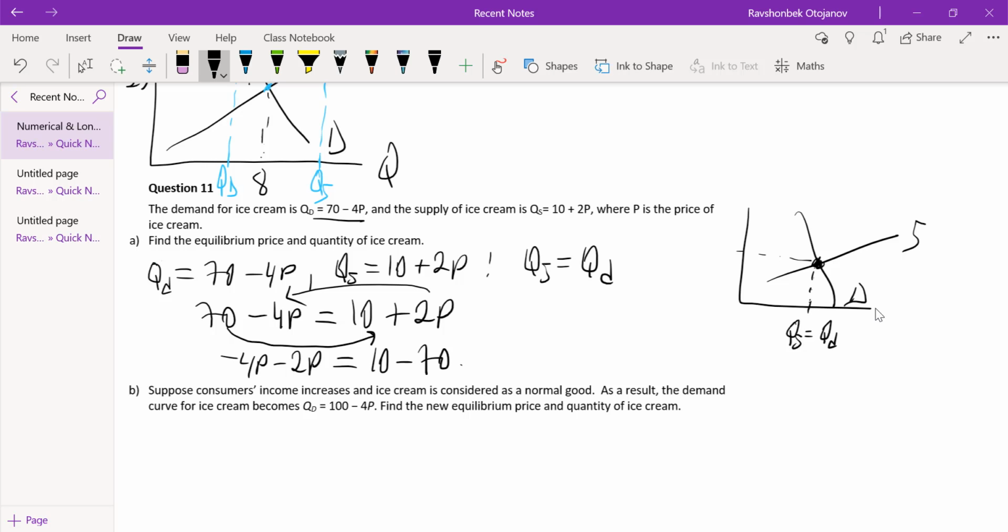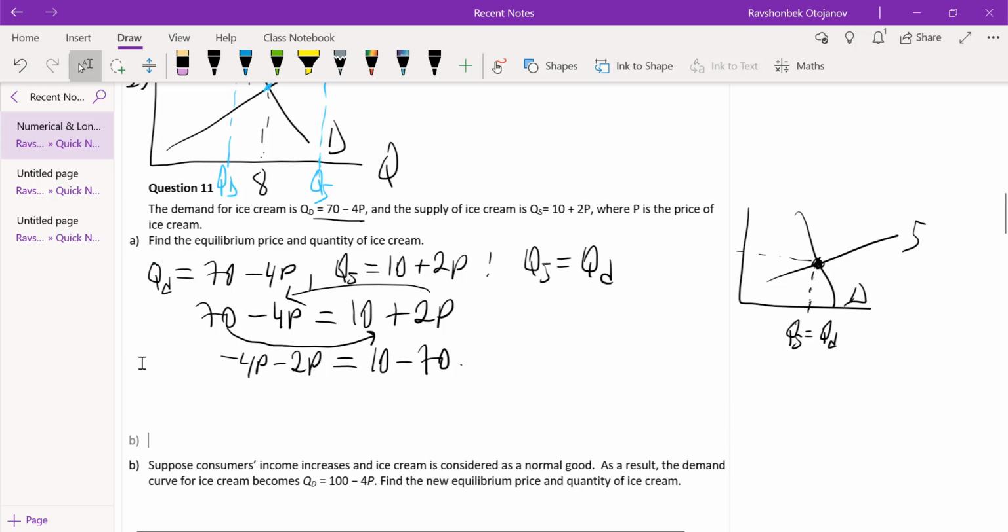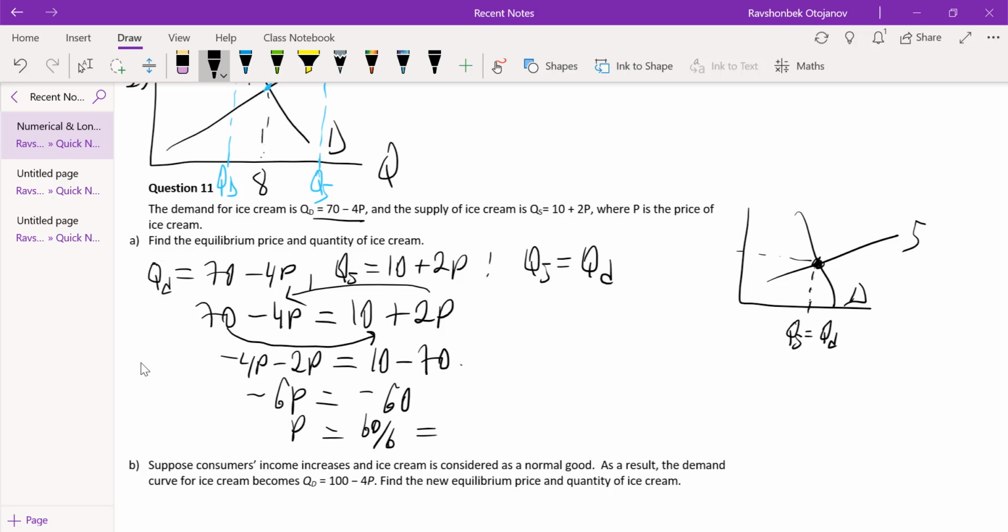Right, so that gives us minus 6p equals minus 60, so that's going to be 60 over 6. The negative signs cancel out, and we have 10. So the equilibrium price is 10 pounds. How about the quantity of ice creams at that price?